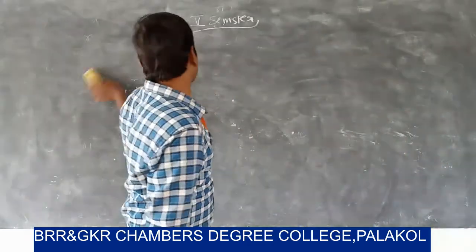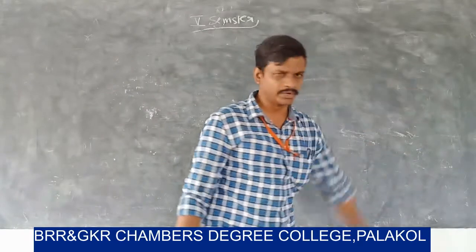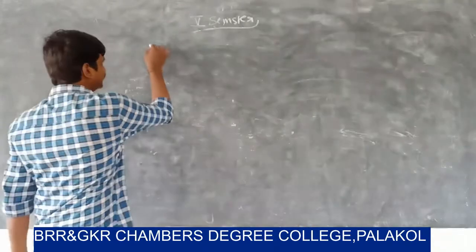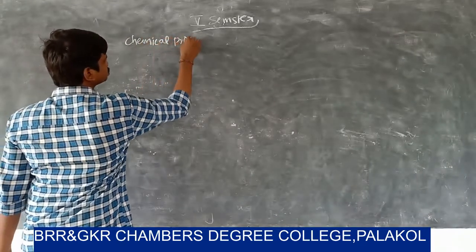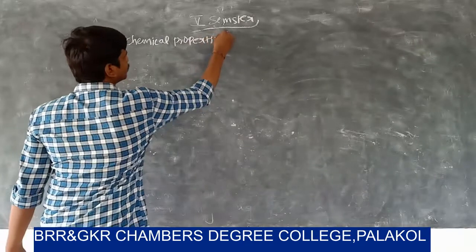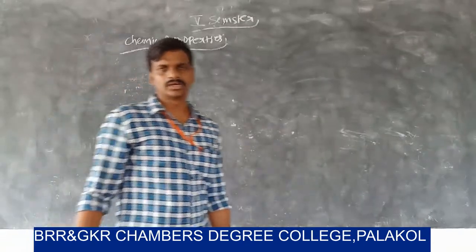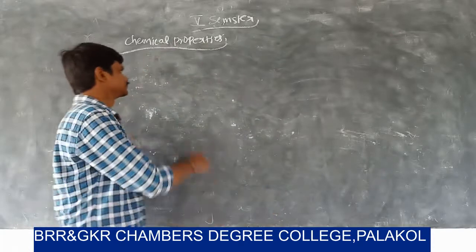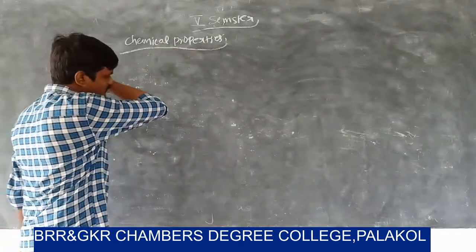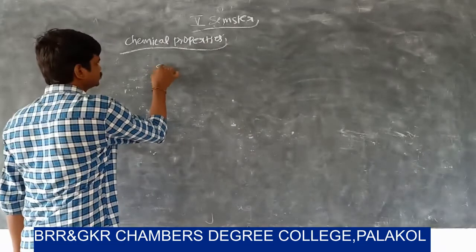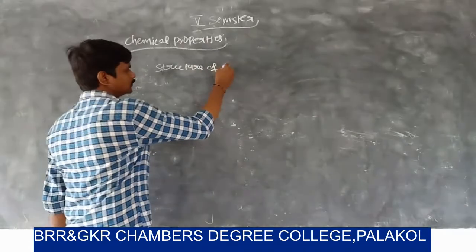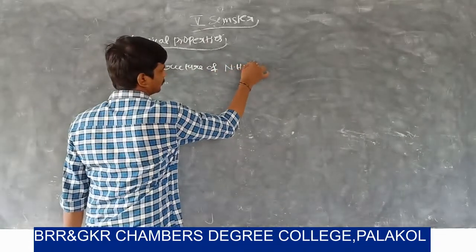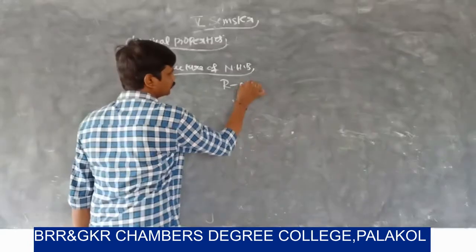Next concept, that is chemical properties of nitrohydrocarbons. Before going into the details of the reactions, let us see the structure of nitrohydrocarbon. Nitrohydrocarbon means RNO2.